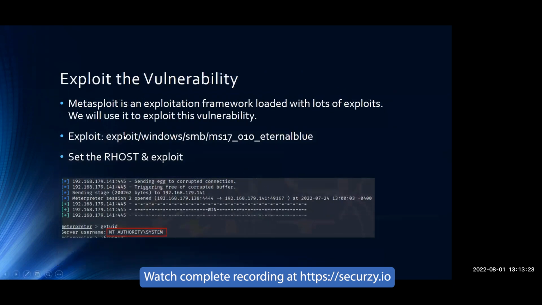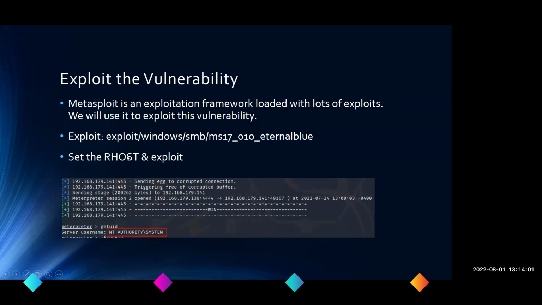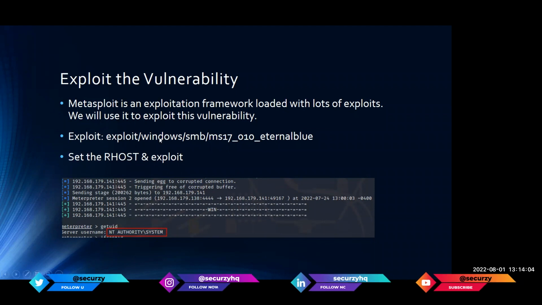Here we are using exploit/windows/smb/ms17_010_eternalblue. Exploit means this is an exploit. This will give us some sort of shell, or access to the remote machine. Windows means this will work on a Windows machine on the SMB protocol, and the vulnerability is EternalBlue. So how can you use it? You will have to set the RHOST, the remote host, and then you can exploit the system using this module.